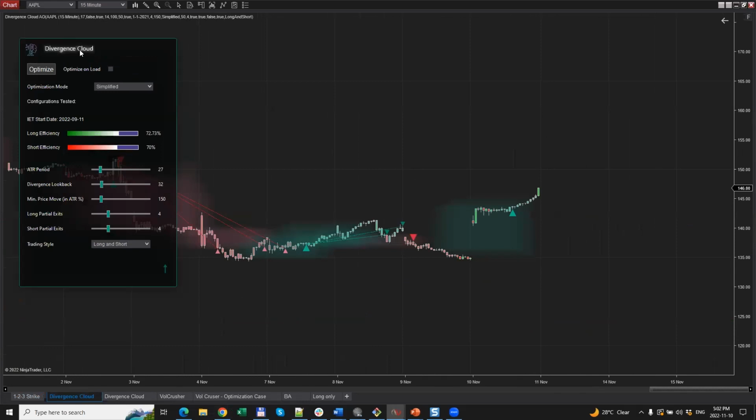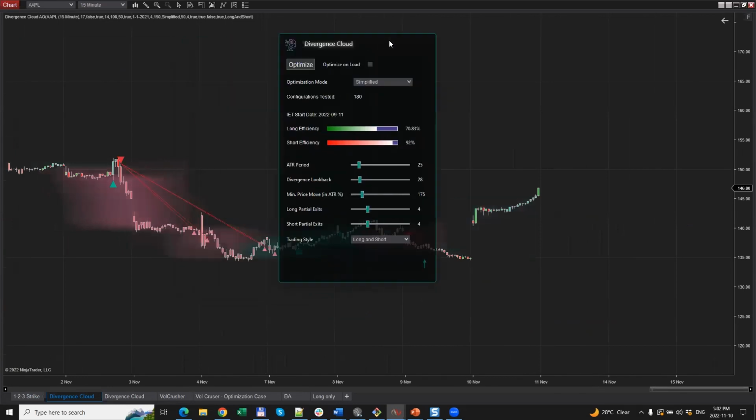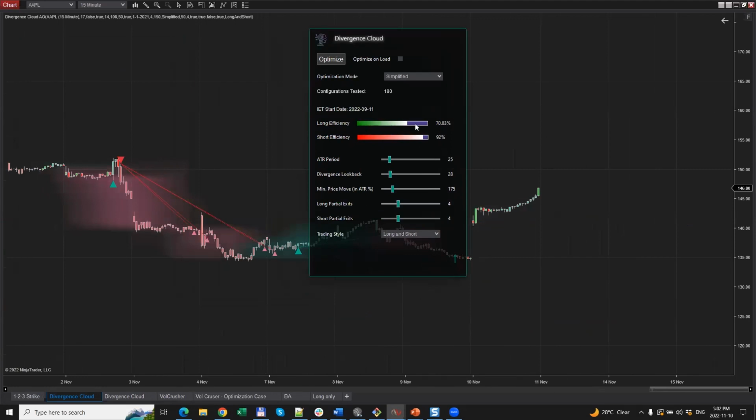Now, of course, this not only works for 1, 2, 3 strike, it also works for our other indicators. So here we have divergence cloud. Again, let me click on optimize. And again, it will find the best settings for us. In this case, we have increased long efficiency to 70.83% and short efficiency to 92%, which is for divergence cloud on Apple on the 15-minute chart.